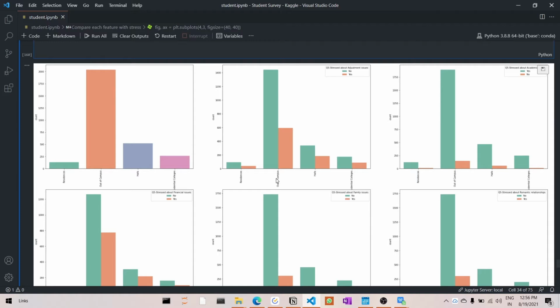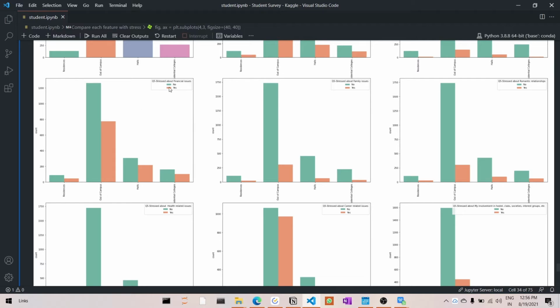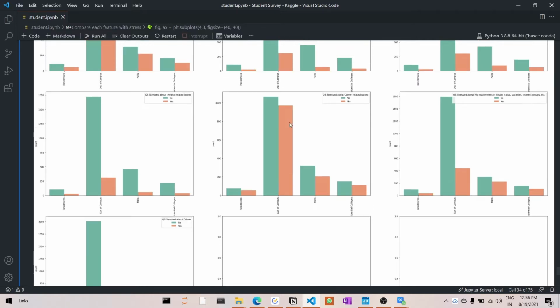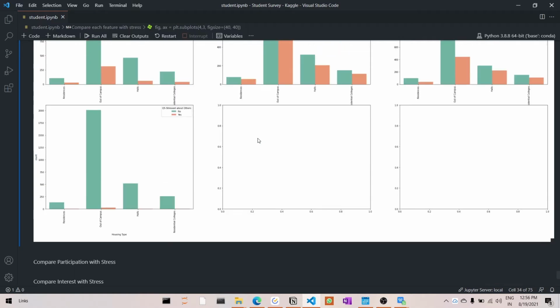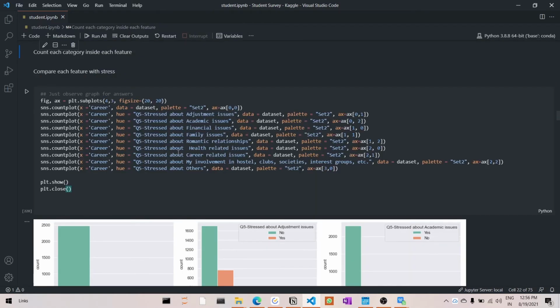So here we can see the housing type. So out of office students are having stress higher than the other students, which has the financial issue. Similarly, you can see the career related issue and then their count. So we just saw the feature and impact of each individual feature on various stress.